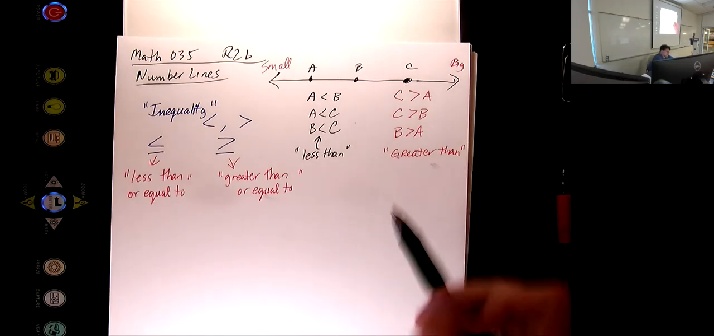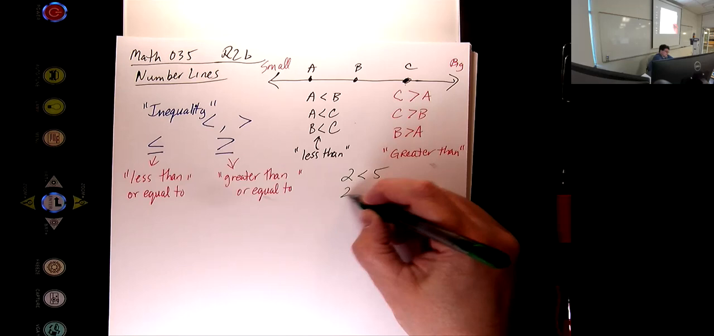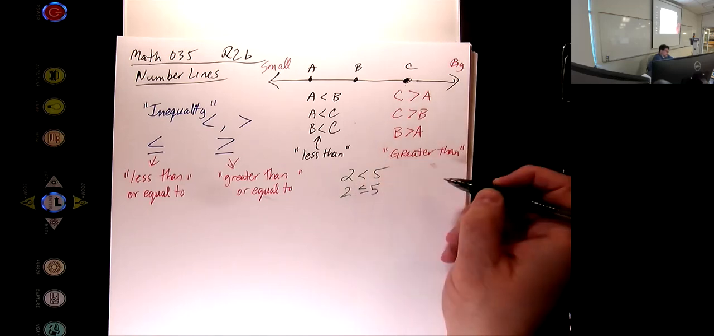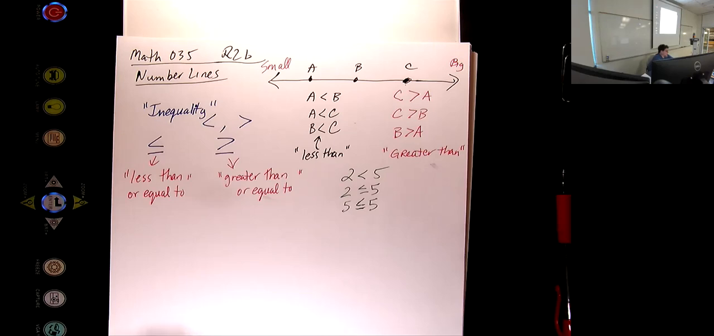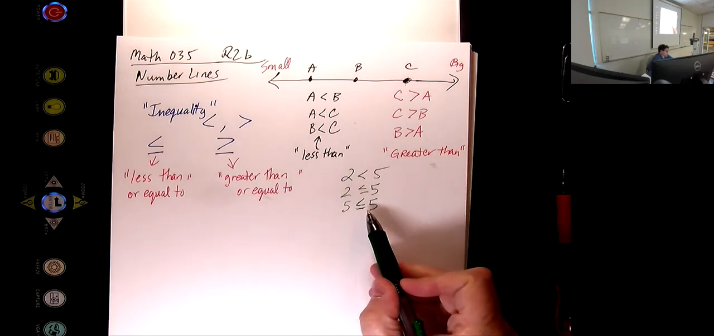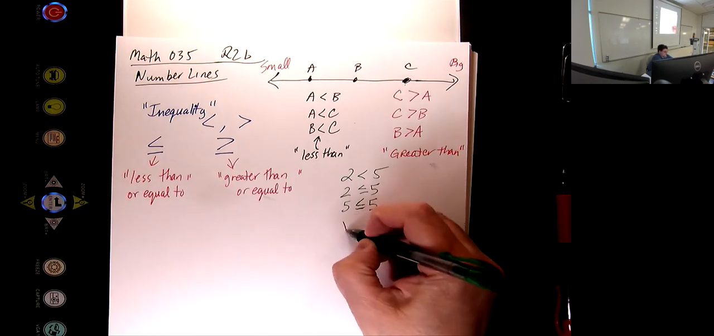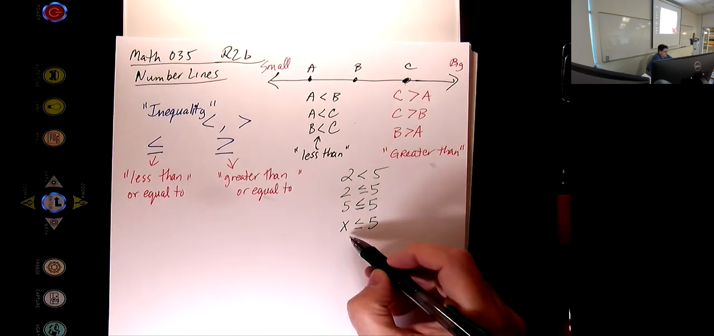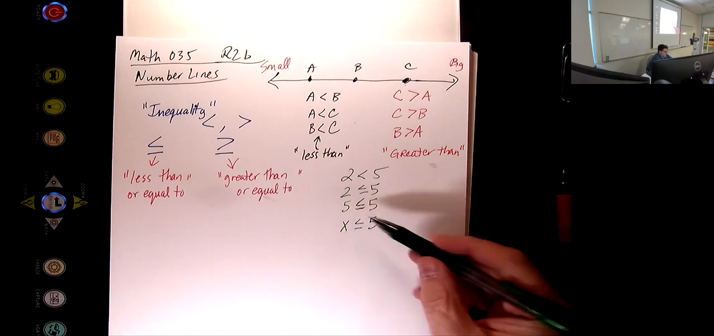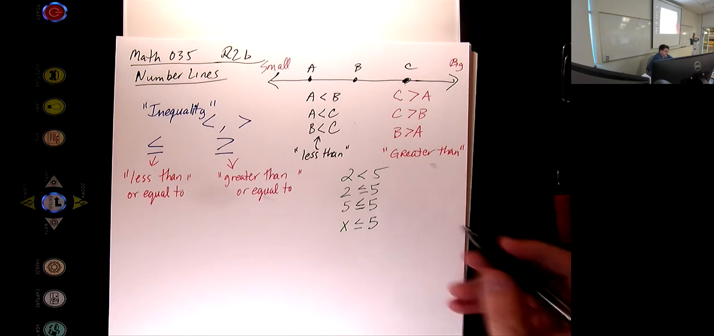So for example, 2 is less than 5. 2 is less than or equal to 5. 5 is less than or equal to 5. And normally you wouldn't bother saying 5 is less than or equal to 5. It tends to be for values you don't know. So this tends to be for values like X less than or equal to 5. And so this just says X can go up to 5. But if you were to have 5 less than or equal to 5, you would just say 5 equals 5 and you'd be done with it. Same thing with the other way.